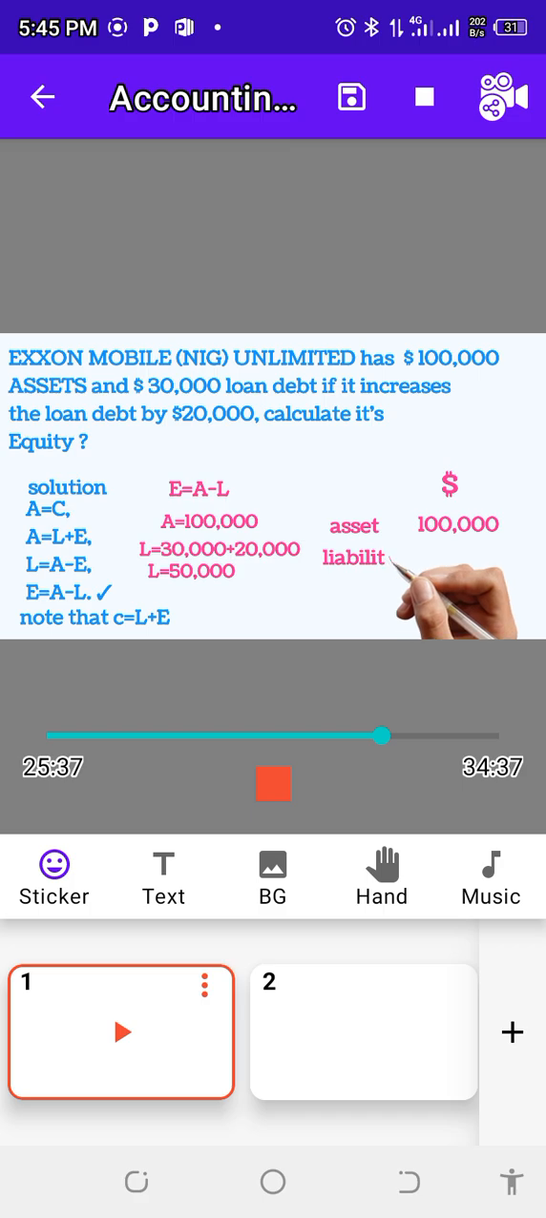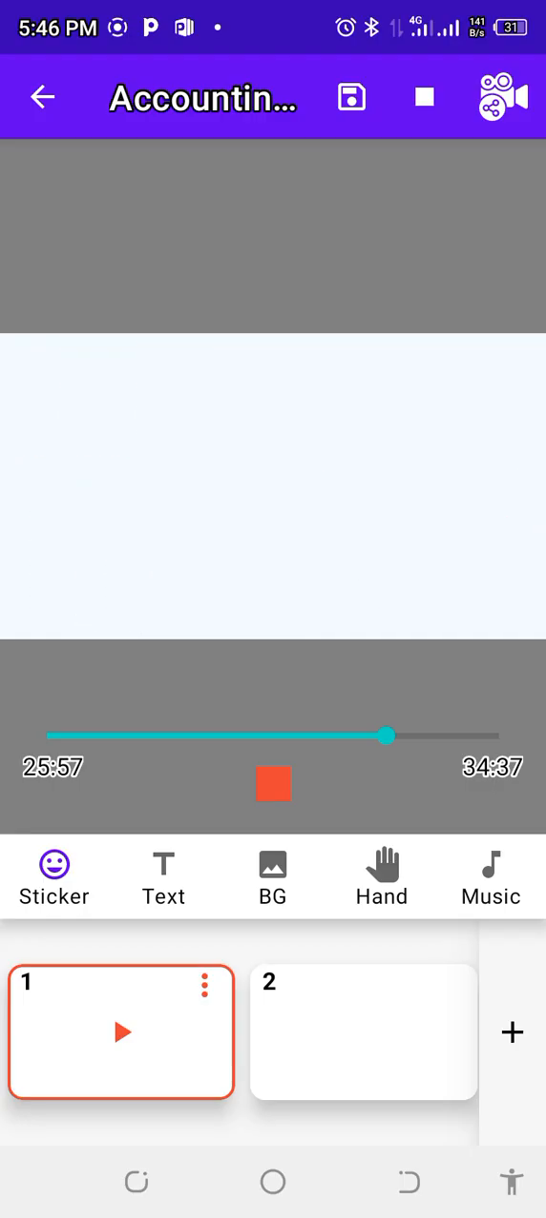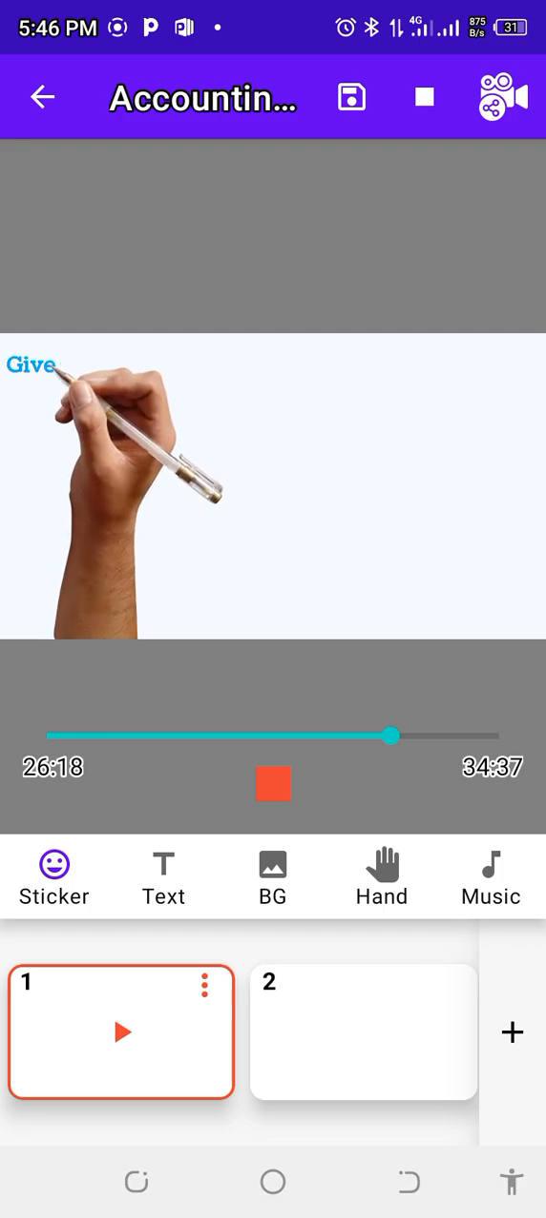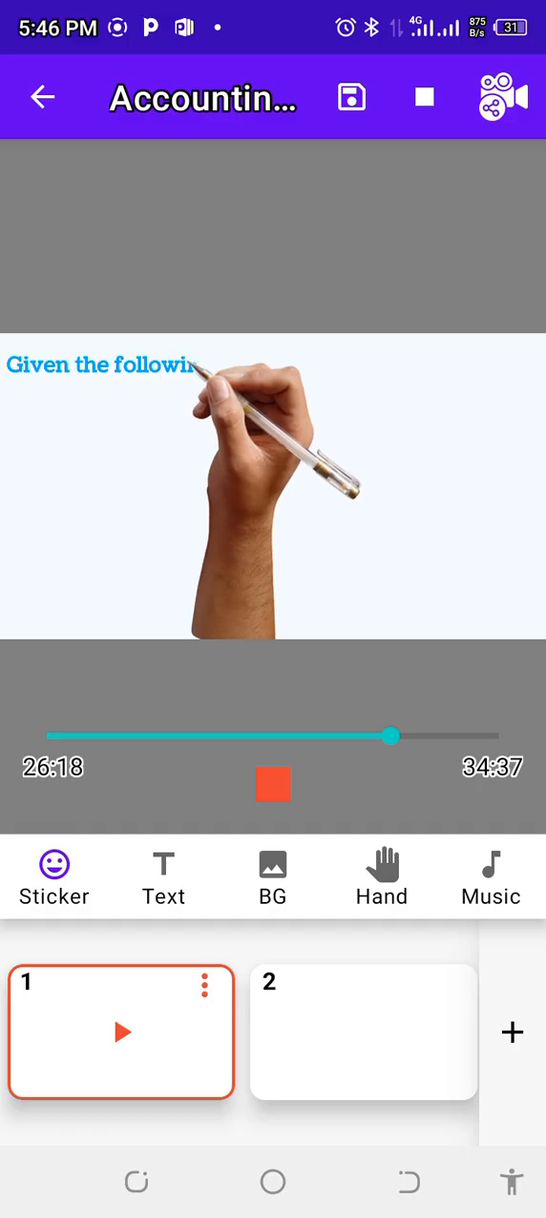And equity will become 50. What will happen to equity when there is increase in loan debt? Equity reduces. Mark this. What will happen to equity when the loan debt is reduced? Those are what you need to know. What happened to equity when a company increases the loan? From this calculation, you now know that when a company increases the loan debt, it reduces the value of equity. That is the message to you.